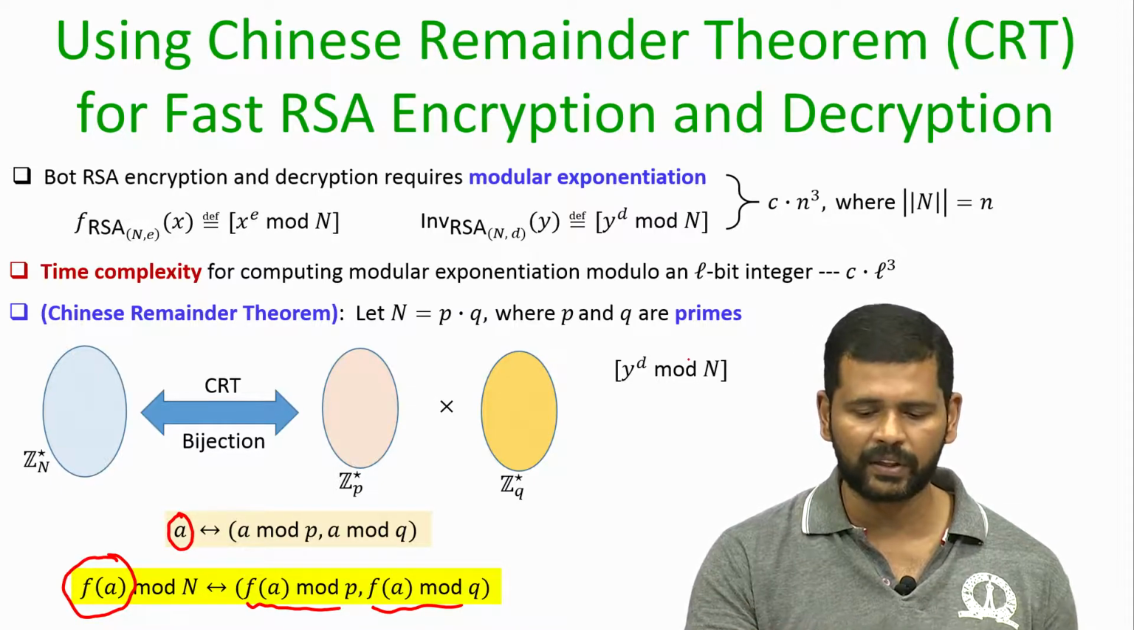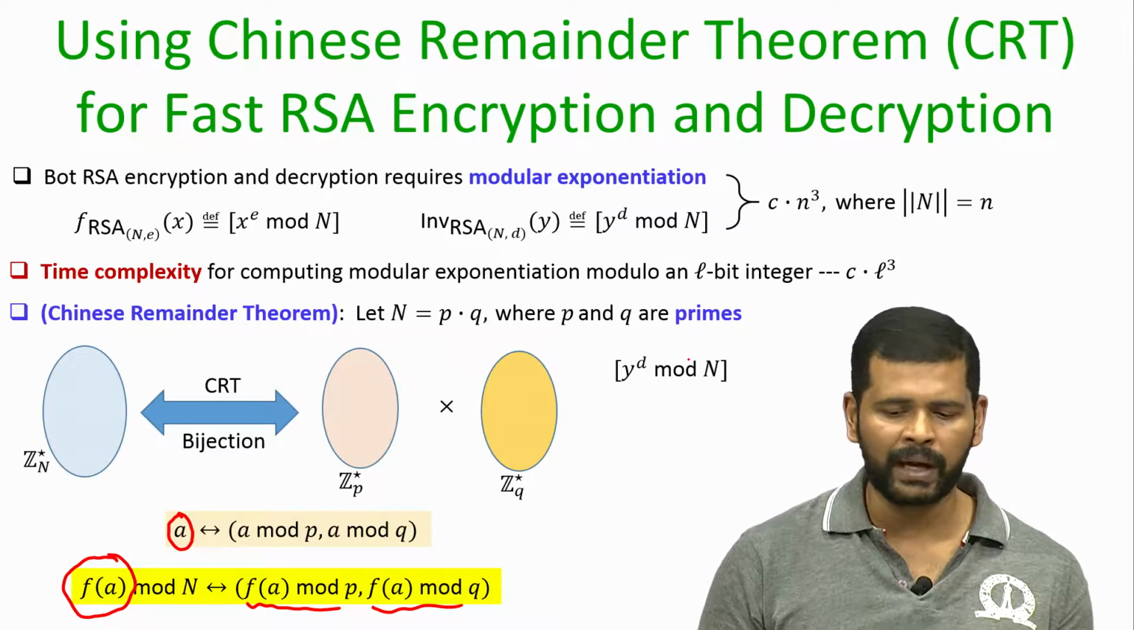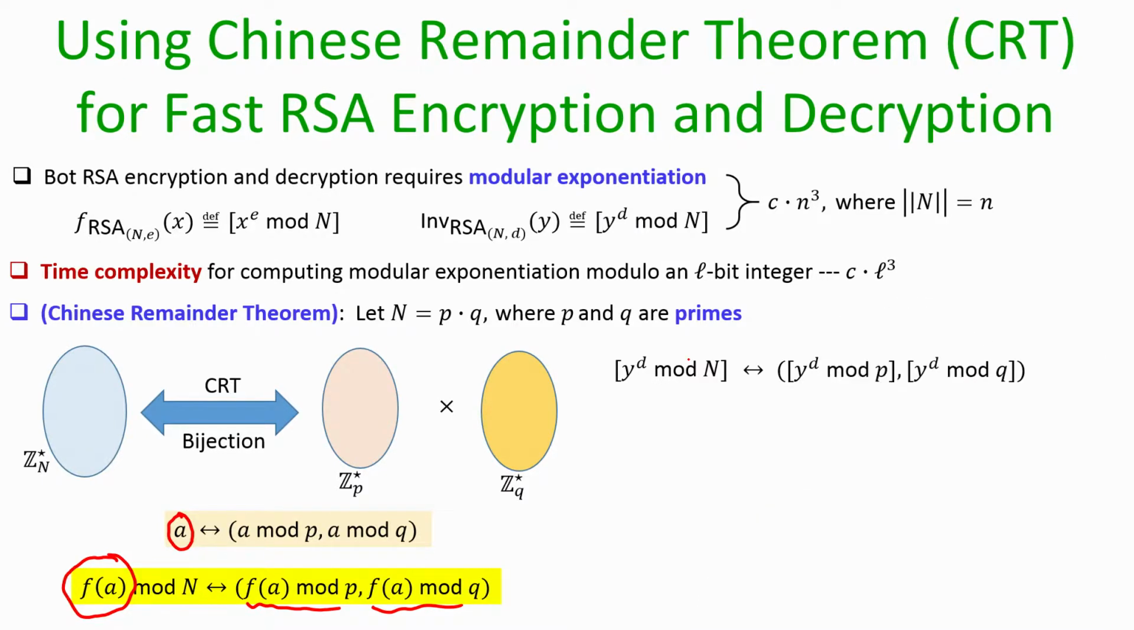Since my decryption function requires me to compute y to the power d modulo n, by applying the Chinese remainder theorem, the element y to the power d modulo n, which is an element of Z n star, can be interpreted as a pair of elements, one from Z p star and another from Z q star, where the representation from Z p star will be y to the power d modulo p and the representation from Z q star will be y to the power d modulo q.